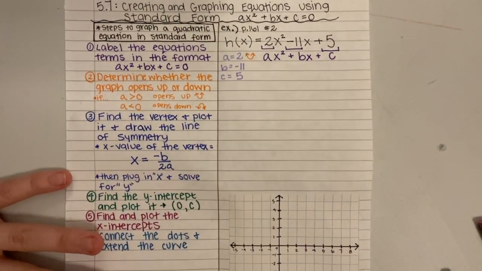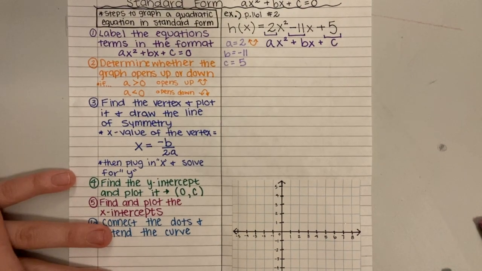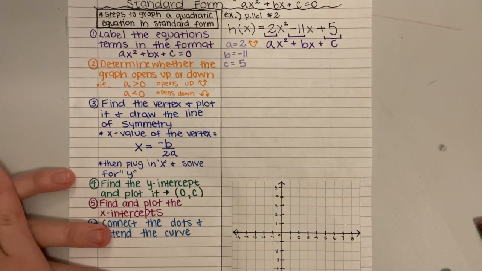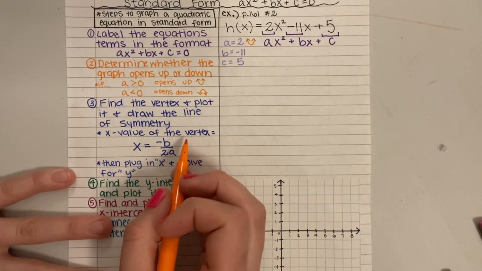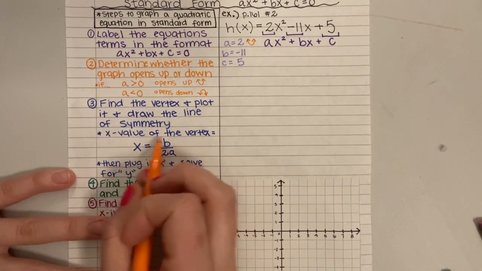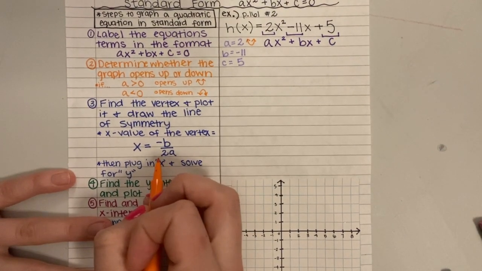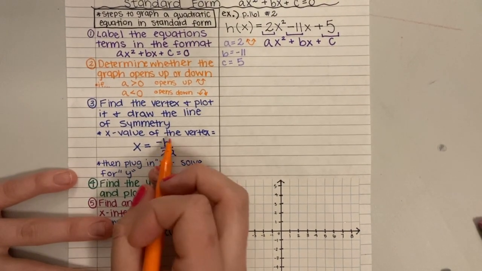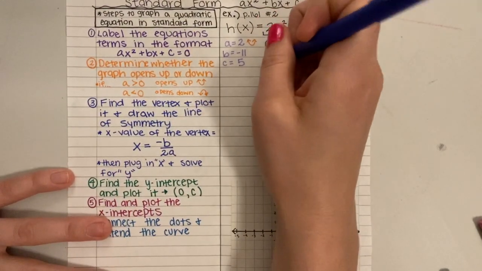Now I'm ready for step 3. Step 3 is to find the vertex and plot this point. What we need to do in order to find the vertex is find our x value using this formula, and then plug in and solve for y using that x value. So what I'm going to do is do this step underneath here.